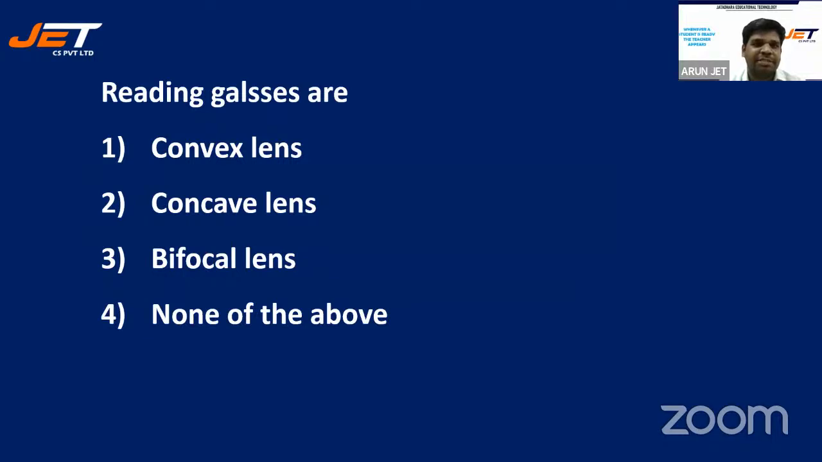Reading glasses are convex lens, concave lens, bifocal lens, none of the above. Reading glasses are pretty simple, students. It's convex. We'll go for the next one. All right. That's all for physics now. We'll continue with another subject, students.